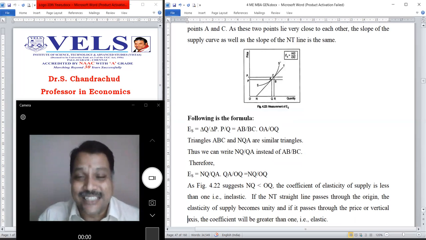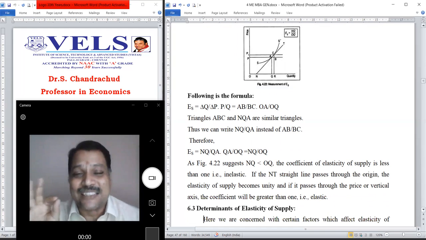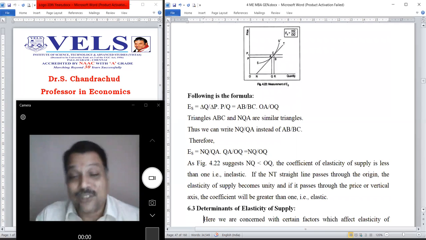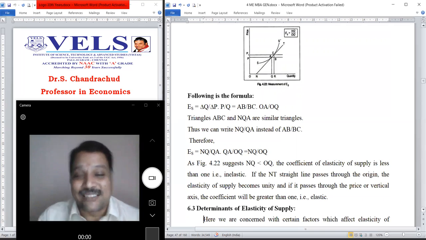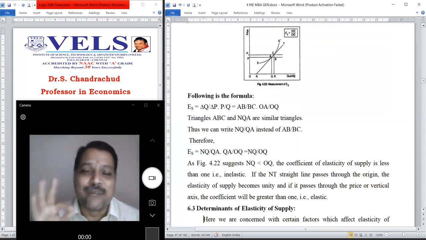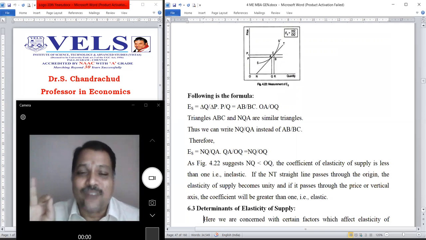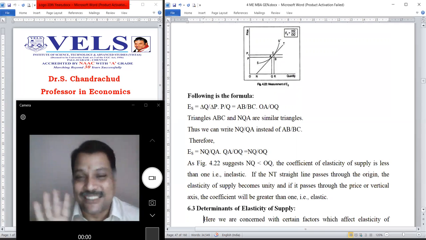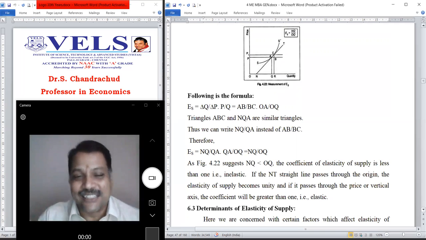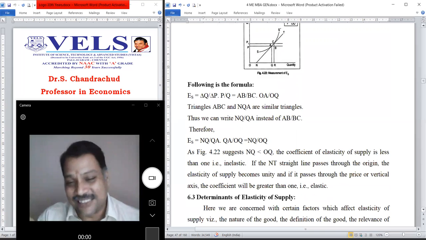You can see in figure 4.22 that when NQ is less than OQ, the coefficient of elasticity of supply is less than 1, so it is inelastic. Suppose it is greater than 1, then it becomes elastic. If the straight line passes through the origin, the elasticity of supply becomes unity. If it passes through the price axis, the vertical axis, the coefficient will be greater than 1, and it is called elastic. That is, less than 1 means inelastic, greater than 1 means elastic, and passing through the origin means unitary elasticity.